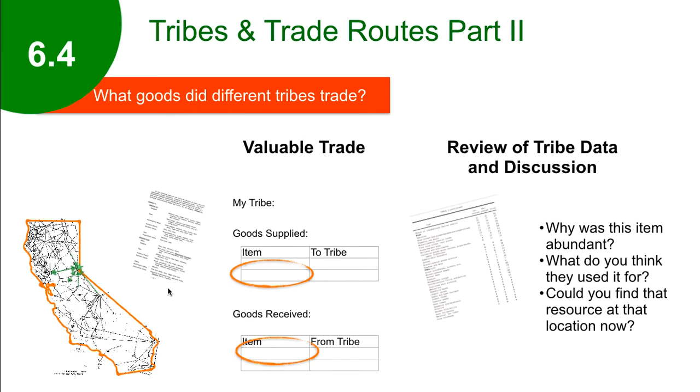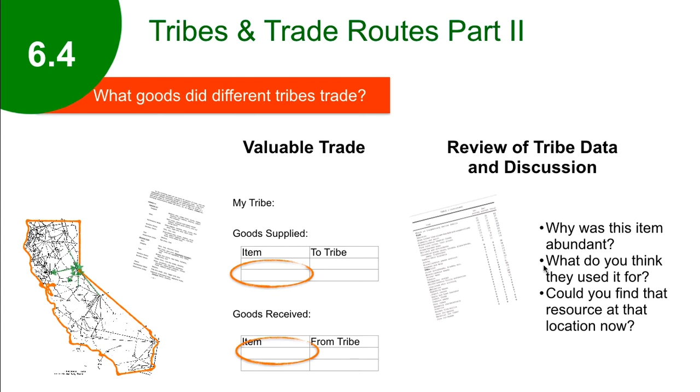We build on Lesson 3 by asking students to think about which of the trade items that they saw they think would have been most valuable for their tribe. And then in a whole class discussion, we consider why each good was abundant in some locations, what they used the goods for, and if students think they could still find that resource on their tribe's homeland today.